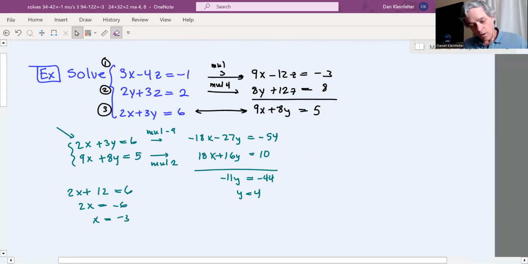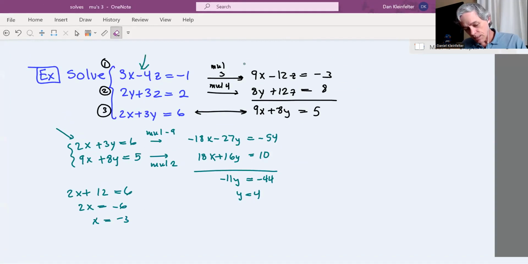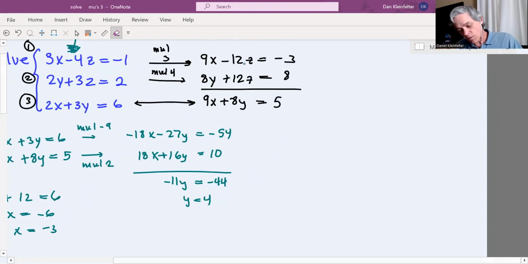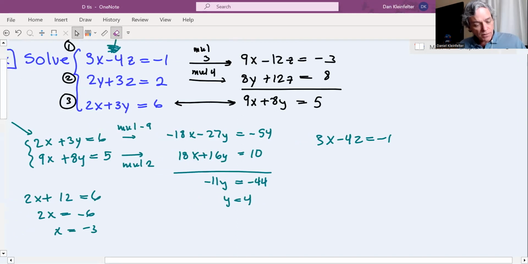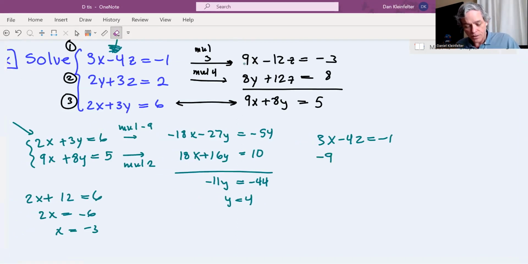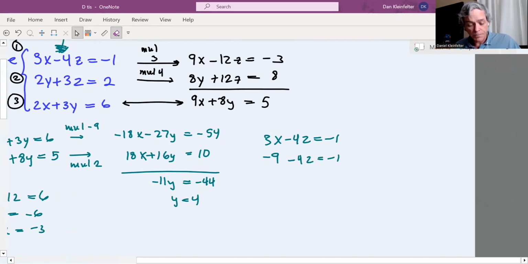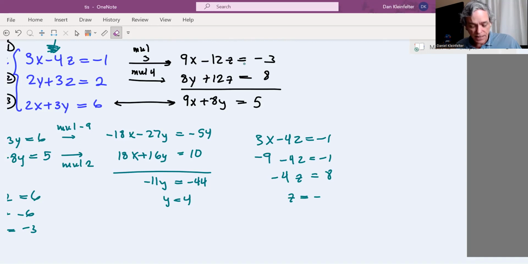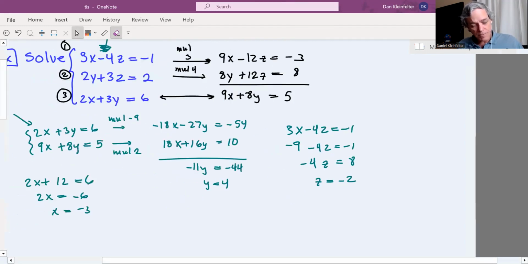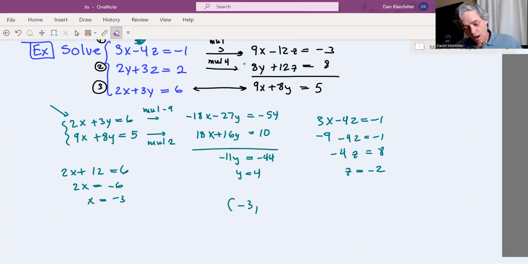Okay, now we have x and y. Let's go ahead and get z. Here's one we can use: 3x minus 4z is -1. Okay, and we had x, which was -3. So 3 times -3 is -9, and then minus 4z is -1. Let's add 9 to both sides. And so this will give us 8 on the right side. So that makes z be -2. All right, putting together the pieces, our x was -3, our y was 4, and our z is -2.